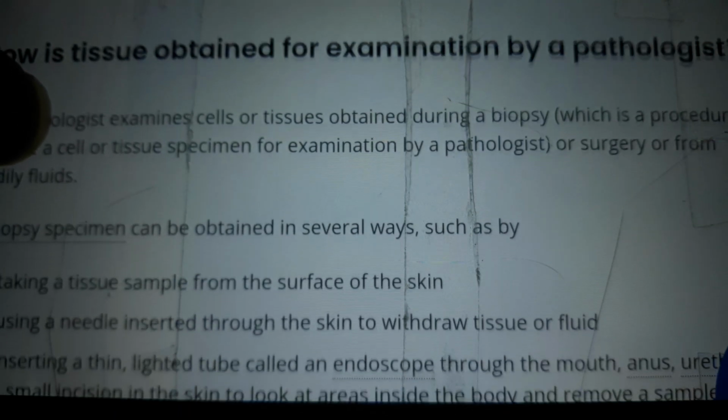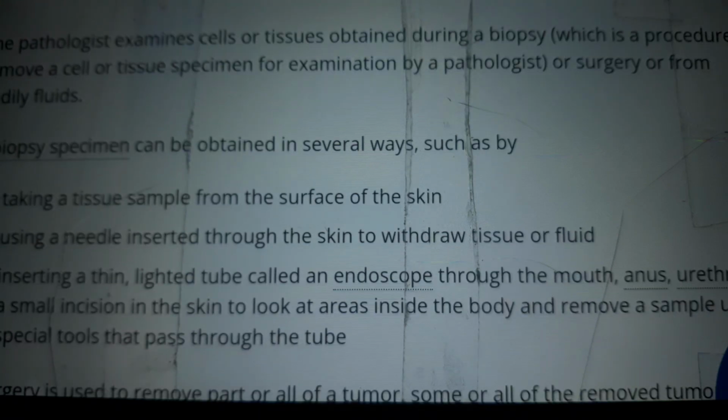How is tissue obtained for examination by a pathologist? The pathologist examines cells or tissues obtained during a biopsy, which is a procedure to remove a cell or tissue specimen for examination by a pathologist, or during surgery, or from bodily fluids.